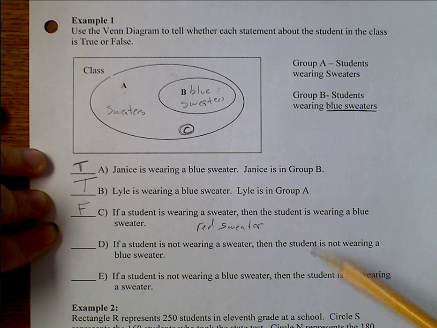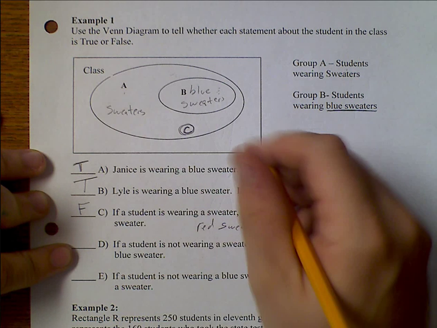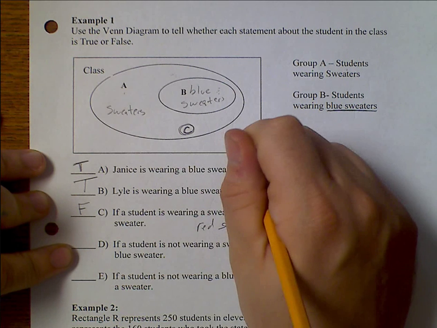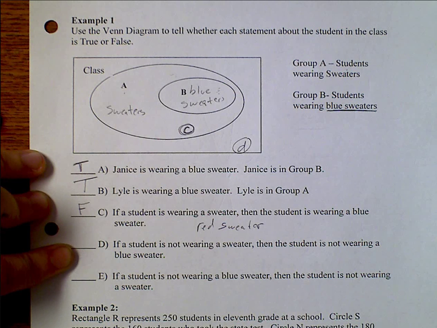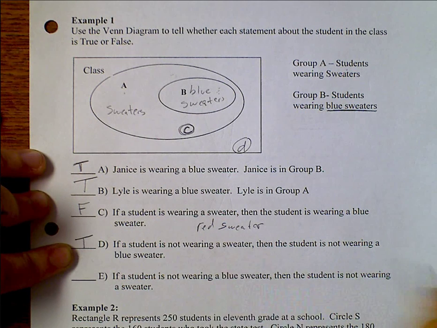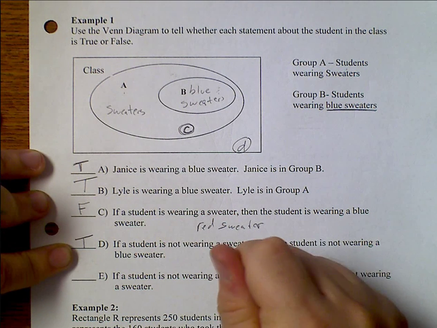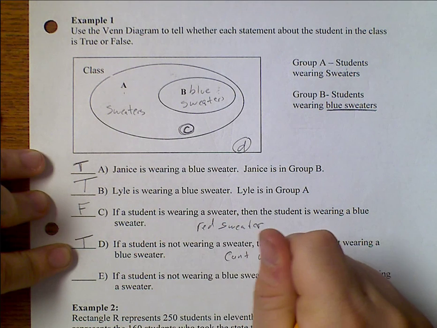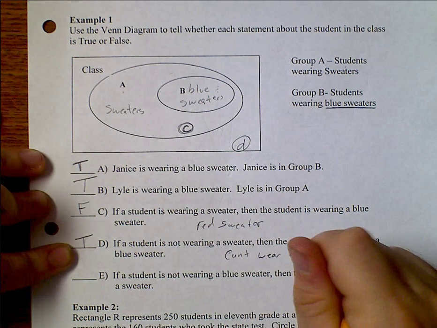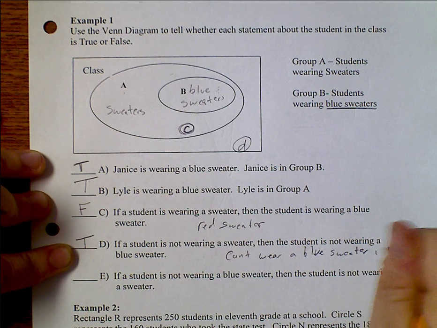Now if a student is not wearing a sweater, that means that they're out here. They're not wearing a blue sweater. Well, that's obviously true. Okay. You can't wear a blue sweater if you're not wearing one.